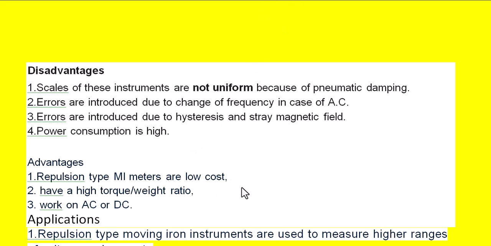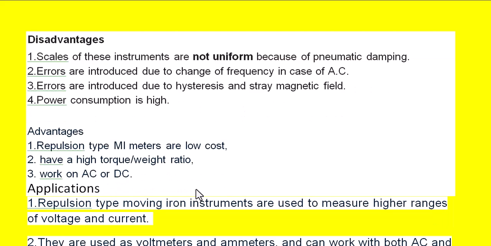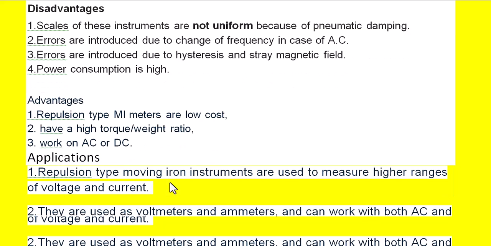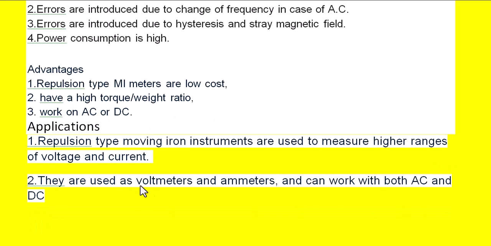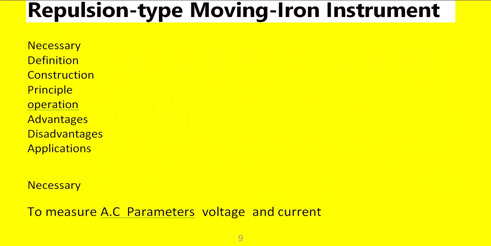Coming to the advantages, this repulsion type of MI meters are available at low cost, and they have a high torque to weight ratio. Similarly, they can work on both AC and DC. Next, coming to the applications, repulsion type moving iron instruments are used to measure high range voltages and currents using the instrument transformers, that is a potential transformer and current transformer. And they work like voltmeters and ammeters, and these voltmeters and ammeters can be used both in AC and DC.